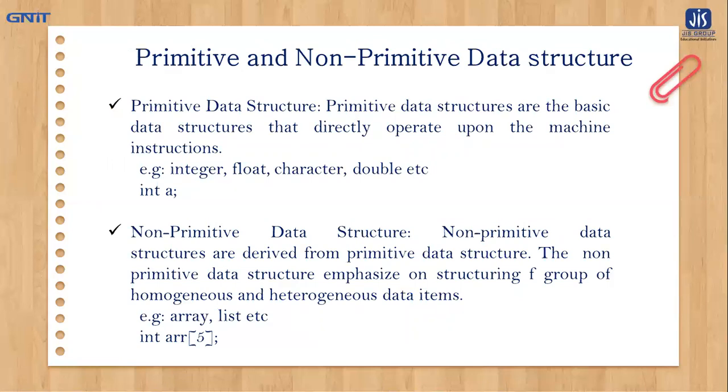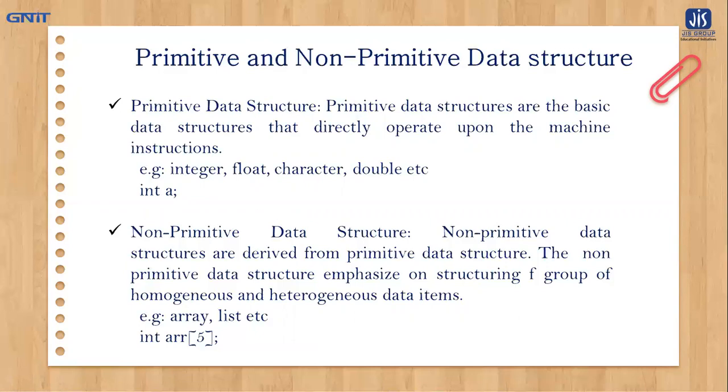So primitive data structures are the basic data structures that are directly operated upon by a machine instruction. I mean, suppose we have written int a. Suppose we want to do the summation of two numbers. Then in C language, what will we do? First, we have to write #include <stdio.h>. Then we have to declare some variables. Suppose a and b are two variables we need to declare. So int a will be written, then int b will be written.